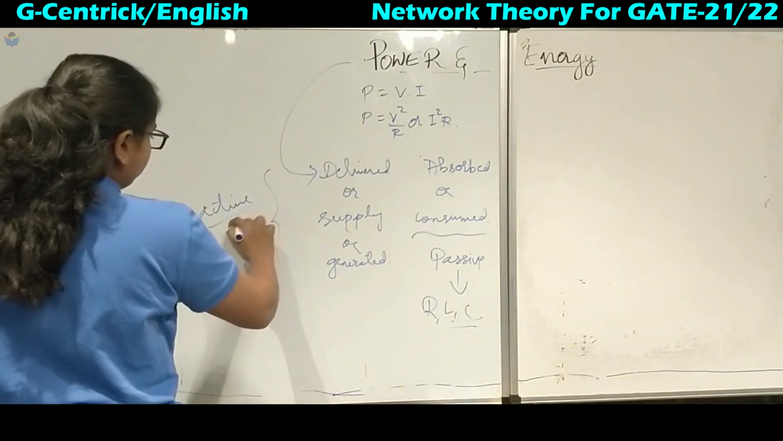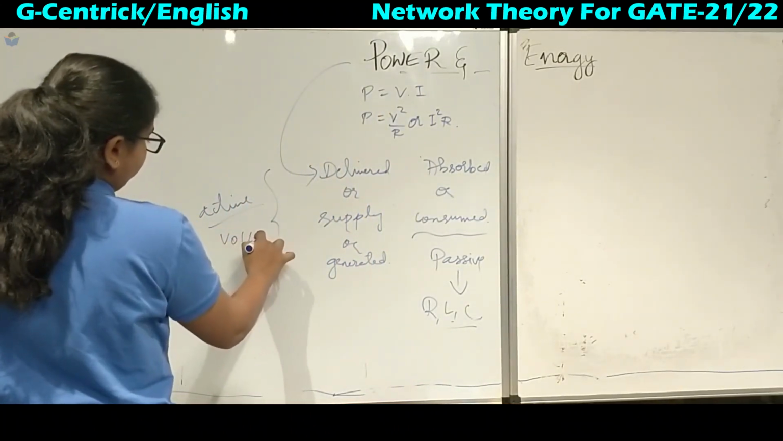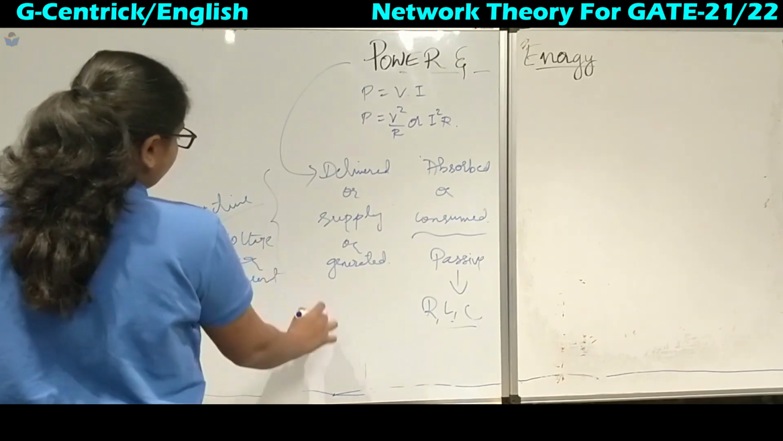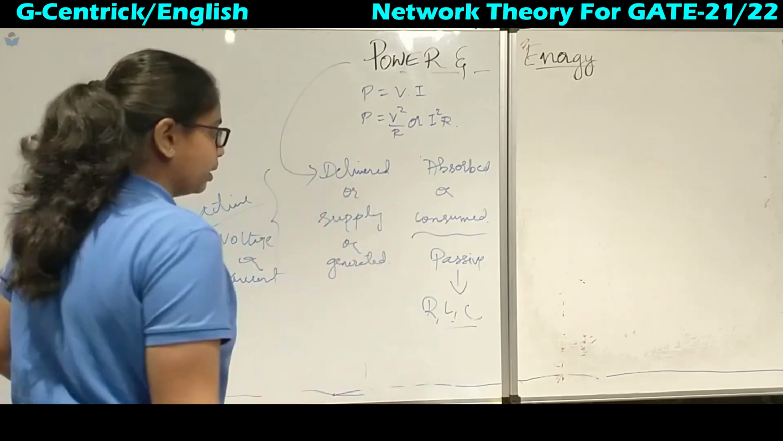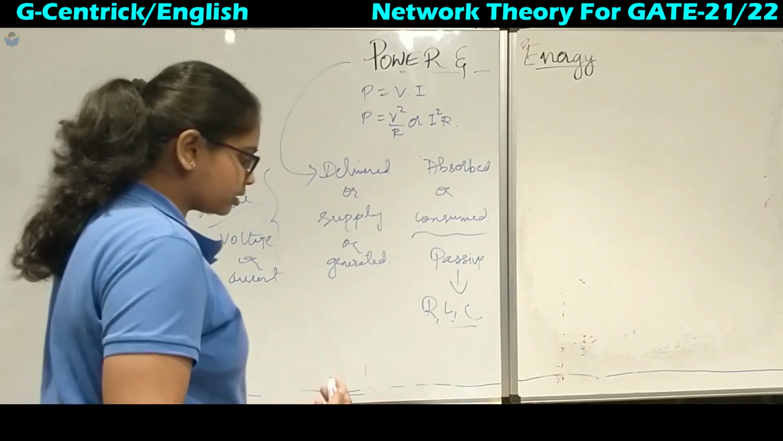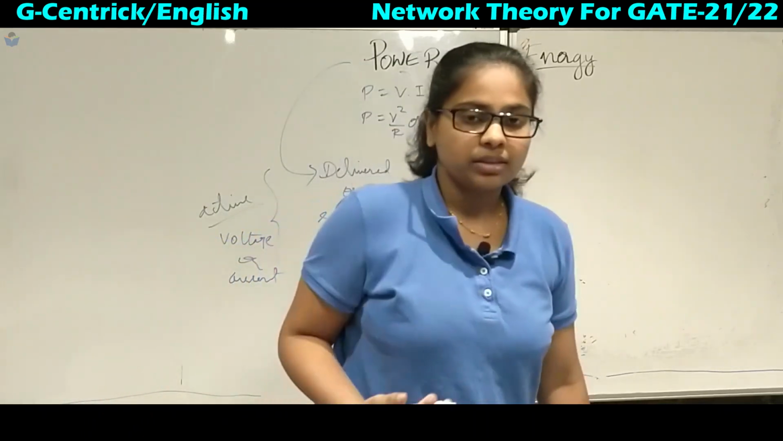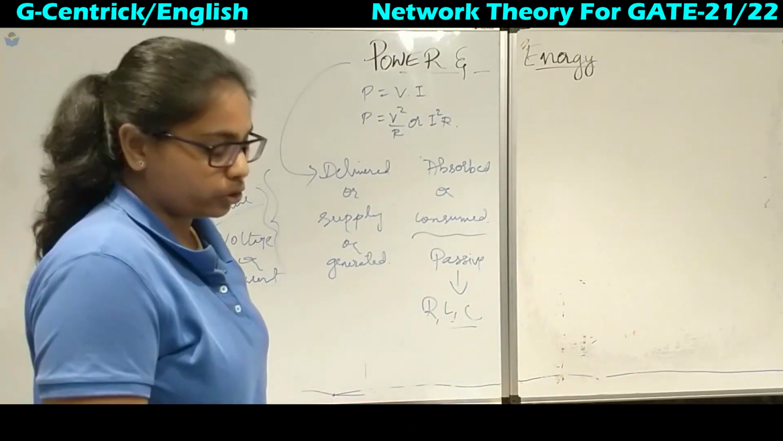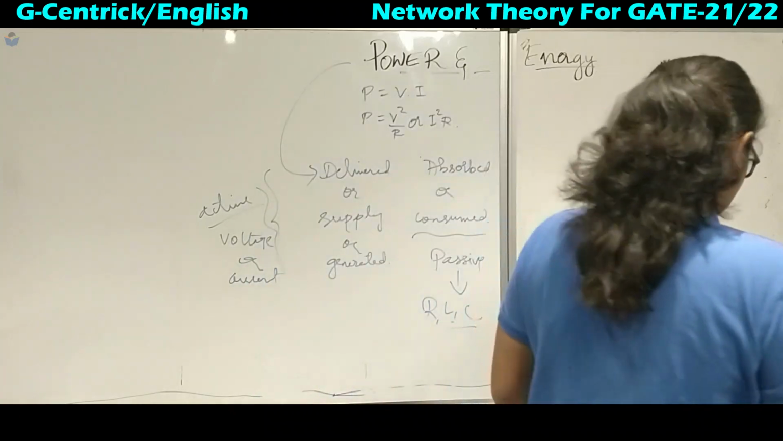In active sources we have the voltage source or current source. What we have seen is that they always supply the power. Practically they do supply, but in this concept we will also see that they sometimes absorb energy. So now we will take the cases.